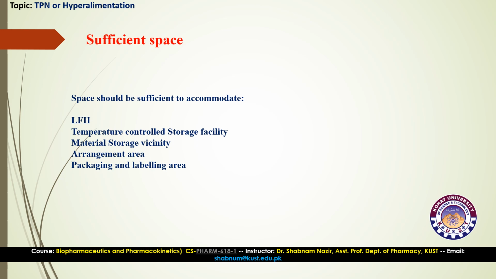Material storage vicinity: those materials which are added and used in the preparation of TPN definitely have to be stored somewhere, so there should be a proper storage vicinity. There should be an arrangement area, meaning after the identification and collection of the ingredients there should be a proper arrangement area so that these items can be kept properly and observed. Then there is a need for space to accommodate the packaging and labeling area. This is also a very important requirement.